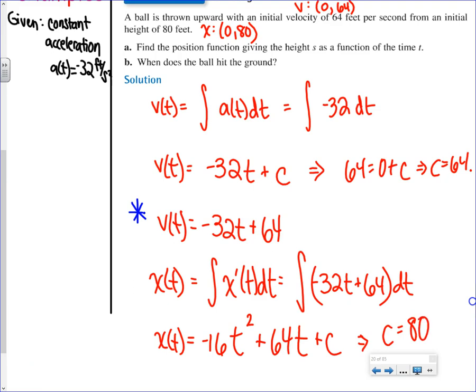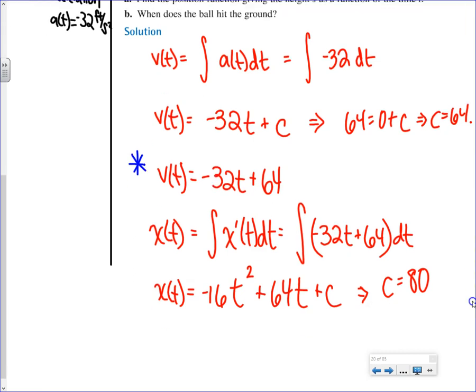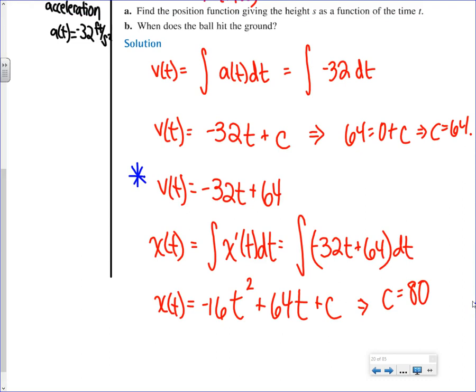But depending on the complexity of the function, that might not always happen. The initial might not always be C, but very frequently it will be. If you had another clue, like what the position was after 1 second or 2 seconds or 3 seconds, you couldn't just say C equals the initial. But if you know the initial, C is going to equal that initial height, and you plug and chug, and that's the answer to A, right? Find the position function. Okay, cool. X of t is equal to negative 16t squared.